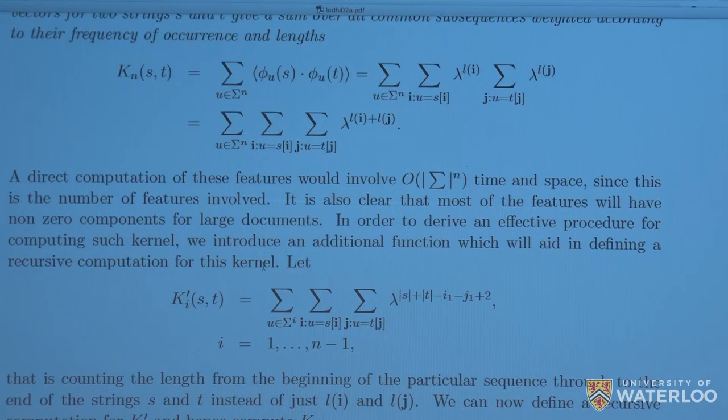So instead, what the paper proposes is to compute the kernel gradually. So here they define another function, k prime i. It's essentially the computation for substrings up to length i. And then they increase i up to the length that we want. Let's say it's length n that we want. So they just increase this gradually. And then they do this by dynamic programming.